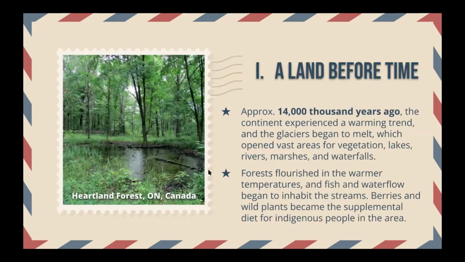Moving on. So, as mentioned before in that previous slide, tens of thousands of years ago, the whole region was covered by icy glaciers. But approximately 14,000 years ago, the continent experienced a warming trend and the glaciers began to melt, which opened vast areas for vegetation, lakes, rivers, marshes, and waterfalls. Forests flourished in the warmer temperatures, and fish and waterfowl began to inhabit the streams. Berries and wild plants became the supplemental diet for indigenous people in the area.